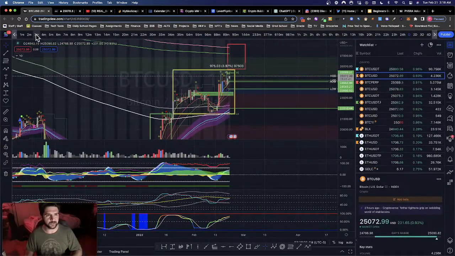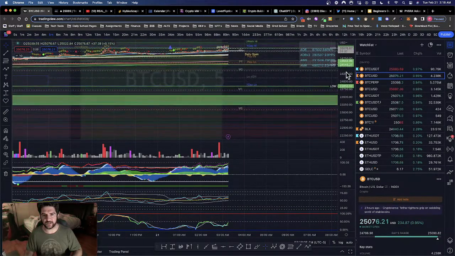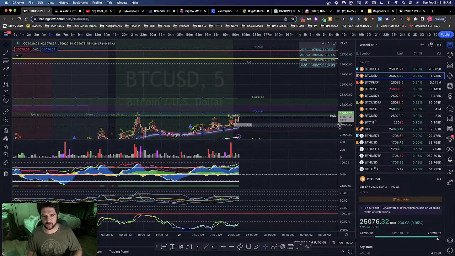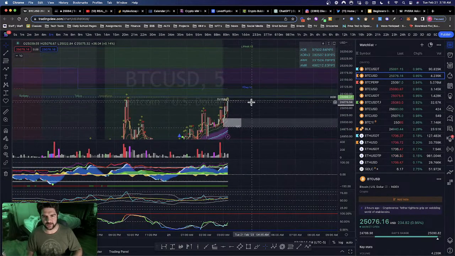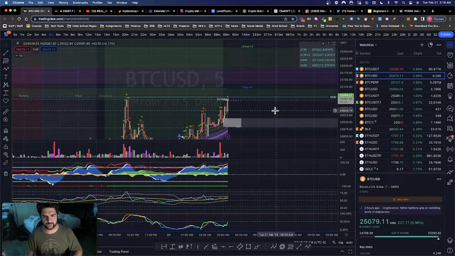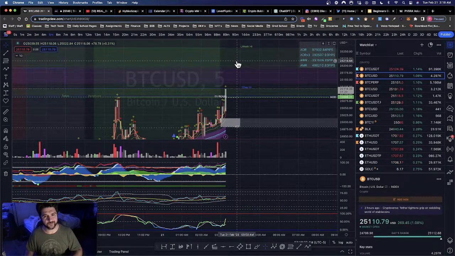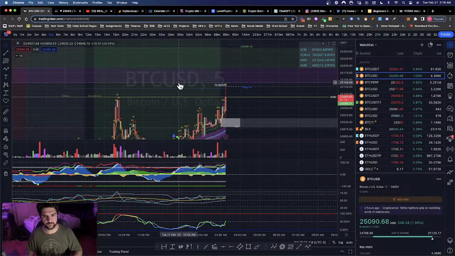Looks like I'm going to get stopped out, though, for sure. We'll see if that high of the day holds. If the high of the day breaks, they can throw a wick above it. It's totally acceptable. But right now, the high of the day is holding. Although they do have a long up here. Oh, there it goes. Stopped out. Oh, did I get stopped out? Let's see. Stopped out.